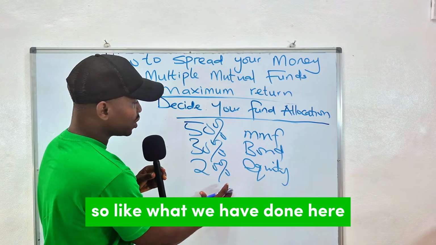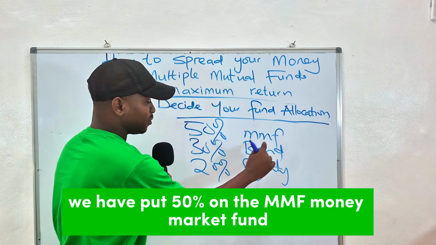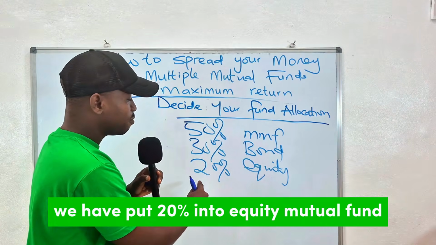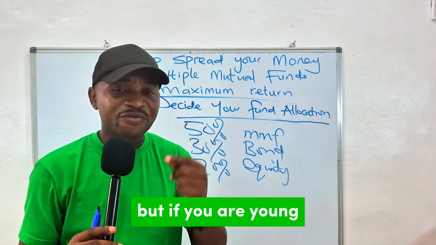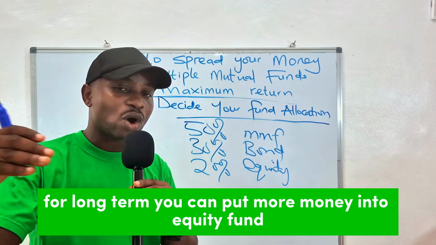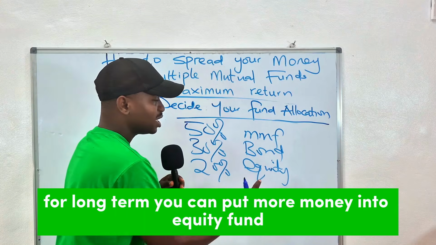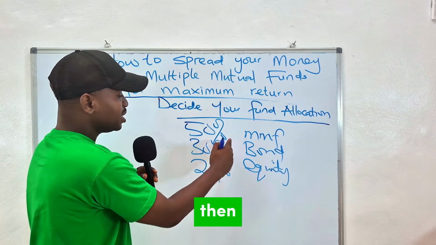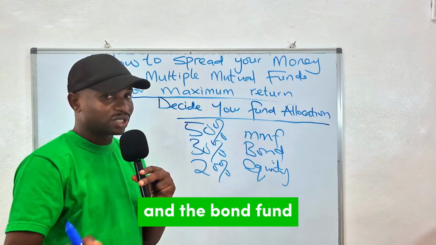So like what we have done here, we have put 50% on the MMF, money market fund. We have put 30% of our money into bond. We have put 20% into equity mutual fund. But if you are young and you are thinking of growing your wealth for long term, you can put more money into equity fund. That means we can say 50% will go into equity fund. Then you can split the other 50% into the money market fund and the bond fund.